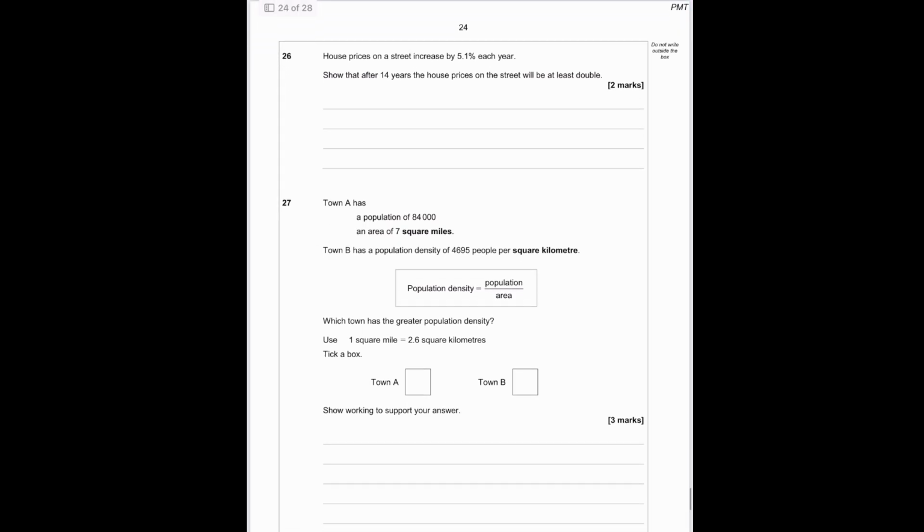House prices on a street increase by 5.1% each year. Show that after 14 years, the house prices on the street will be at least double. Okay, so we don't know what the house price is, so let's just give that the letter X. After 14 years, the price of the house is going to be X times 1.051 to the power of 14. That gives us X times 2.006. So it would be at least double. So we have done what they've asked.